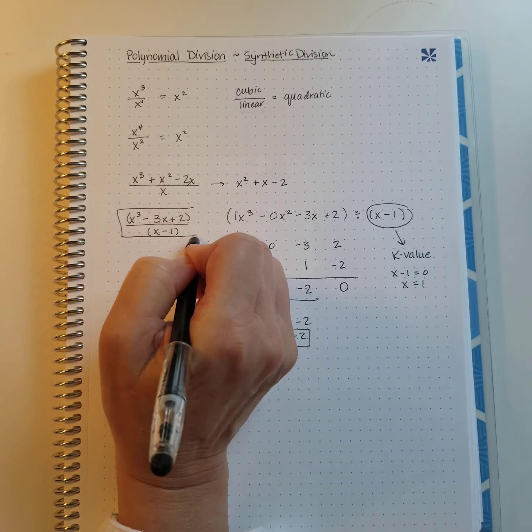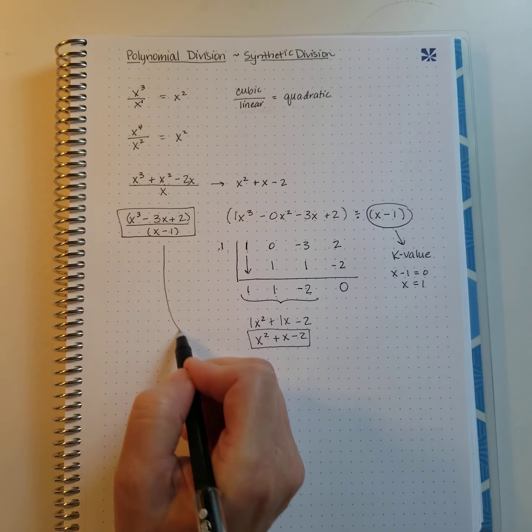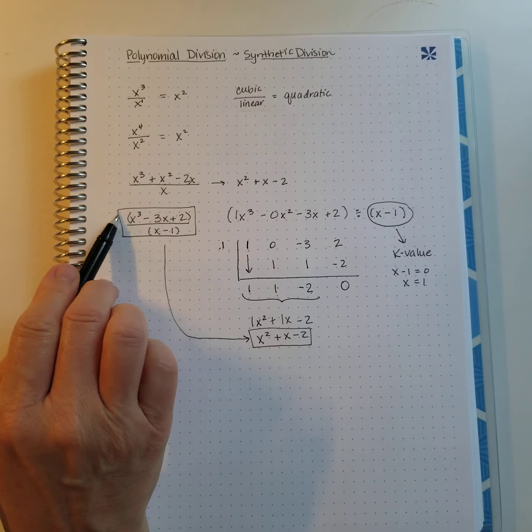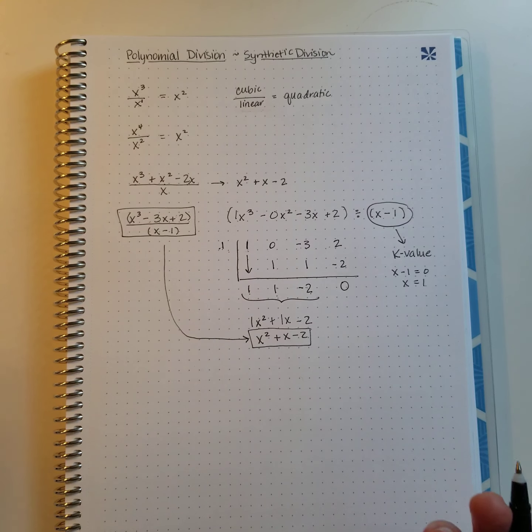This division problem generates this answer. This is our quotient. Okay, so that's kind of interesting. Let's do another one.